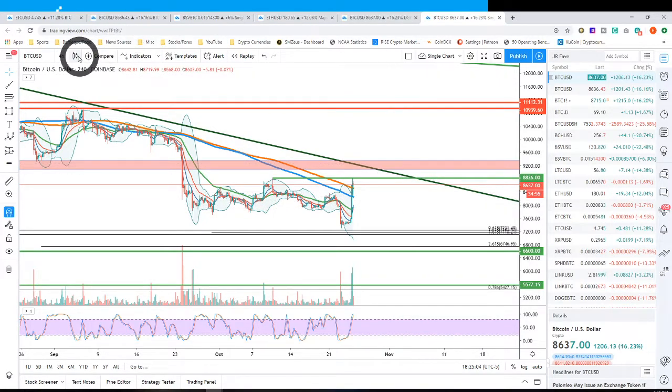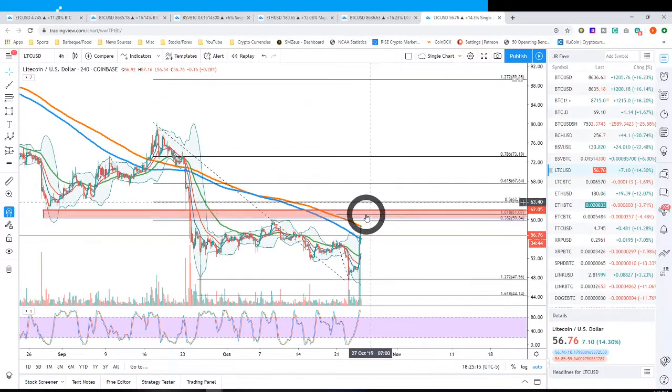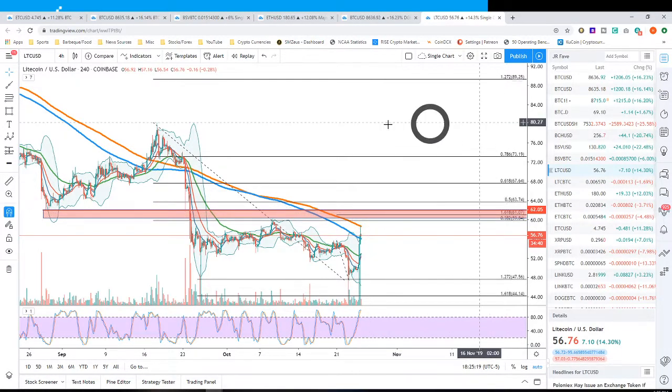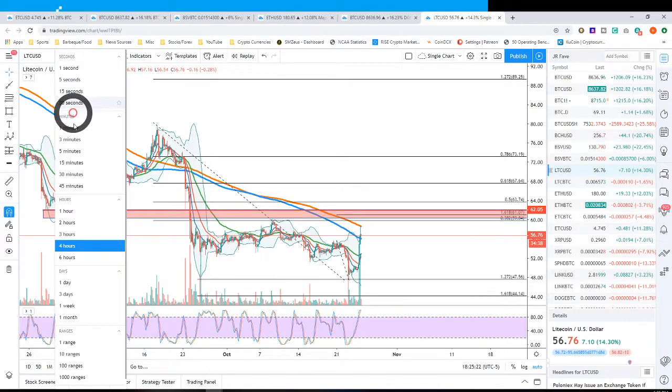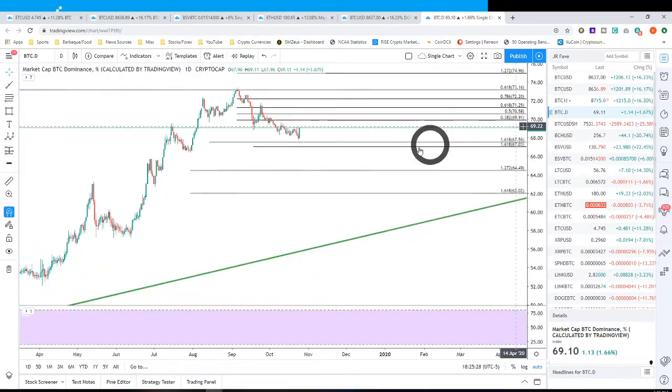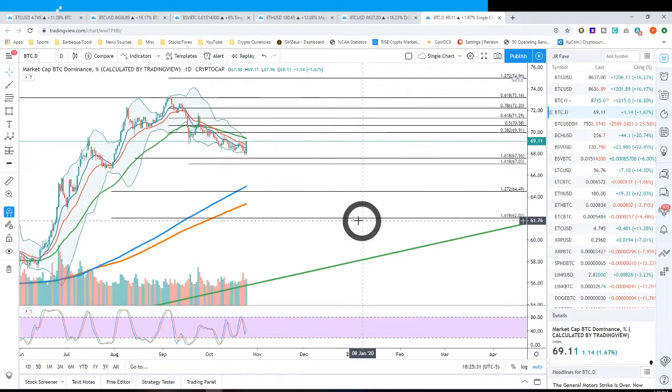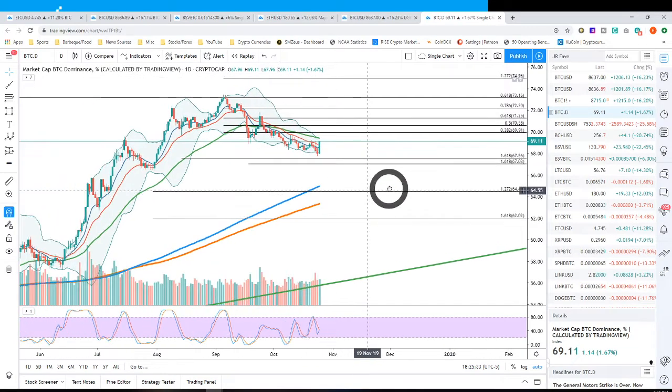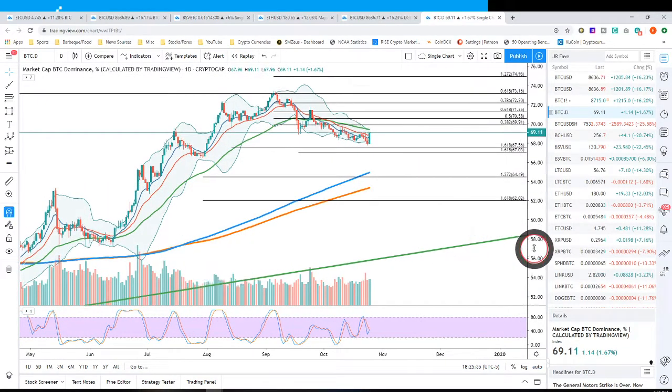Okay, so we know where resistance is on Bitcoin. We know what we're looking at, right? Everybody clear on that? Bitcoin, Litecoin, pretty much the same kind of thing, right? We all know where resistance is. Now let's go look at this one. And this is another chart that kind of gave me the inkling that something was going on, right? The Bitcoin dominance chart.